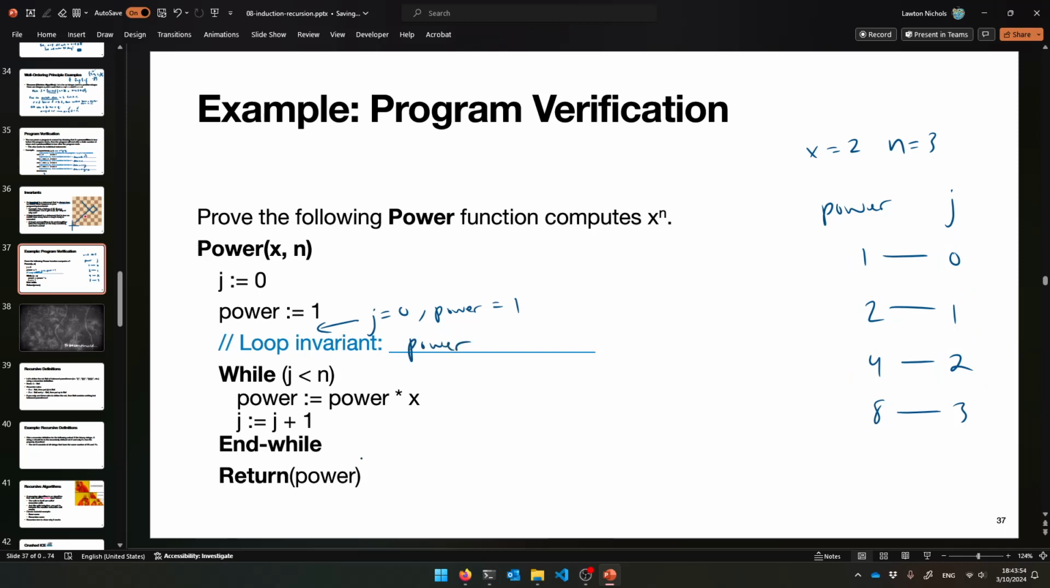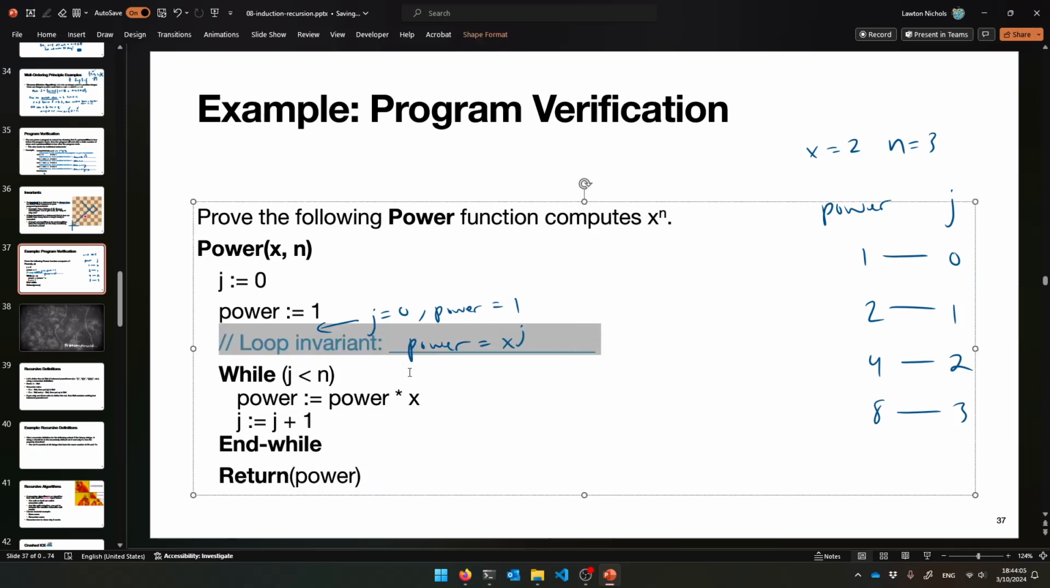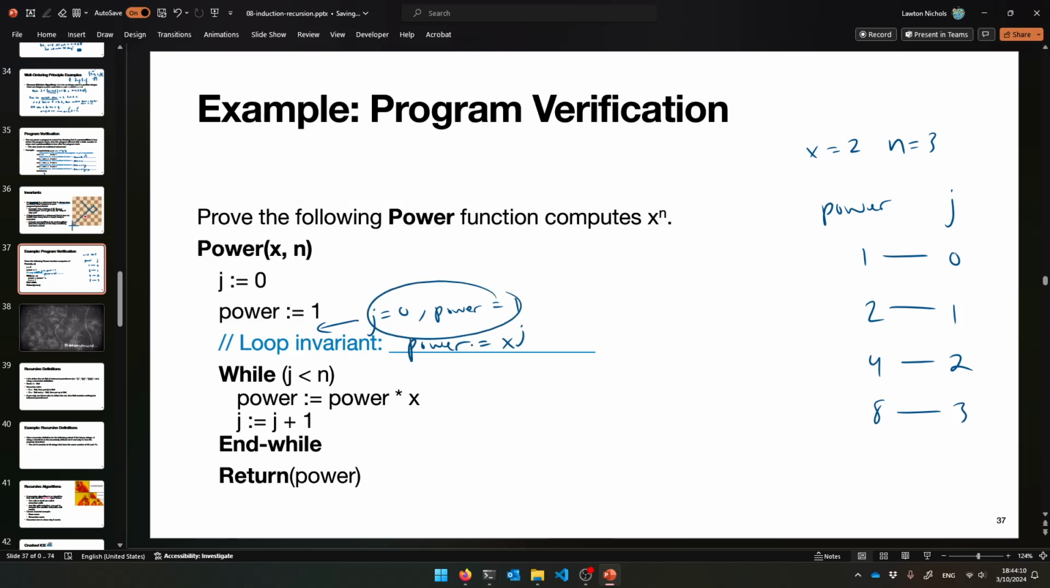This is going to help us show that this thing that we're returning is the final answer. This is true about our loop. Power is equal to x to the j all the time, all right? And so we want to prove that this is a true loop invariant, which means we need to show that it's true before the loop starts. Is this true about j equals 0 and power equals 1? Yeah, it sure is. That's true there.